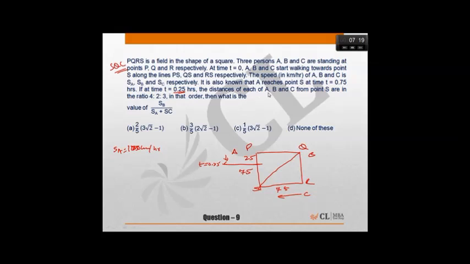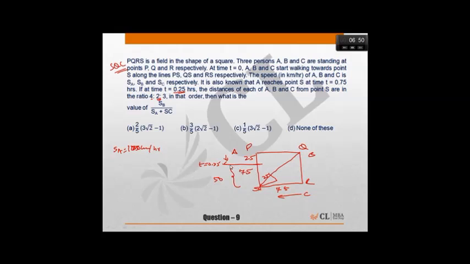The distances of each of A, B, C from point S are in the ratio 4:2:3. So the distance of A from S is 50, and that means the distance of B should be half of that. So if this is 50, half of that is 25. B is going to be away by 25.